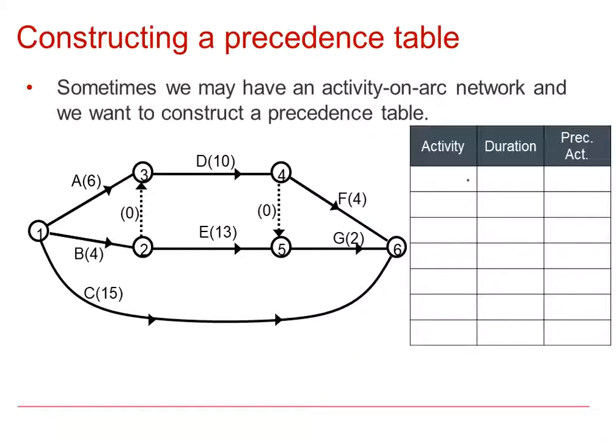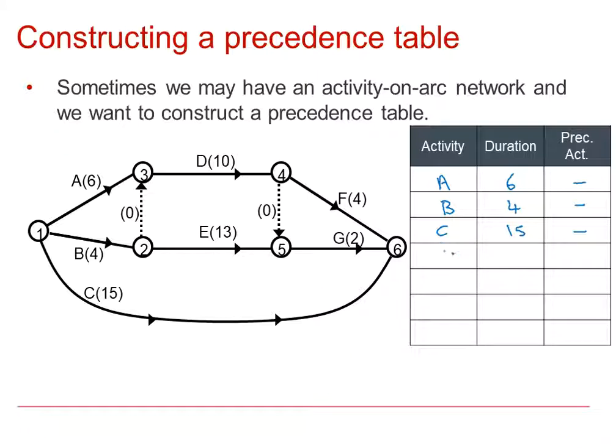So the first activity is A. Its duration is 6 units and it starts at node 1, so it can start straight away with no preceding activities. B lasts for 4 units and like A, it can start straight away with no preceding activities needed. C lasts for 15 and also can start straight away. They all start at node 1.